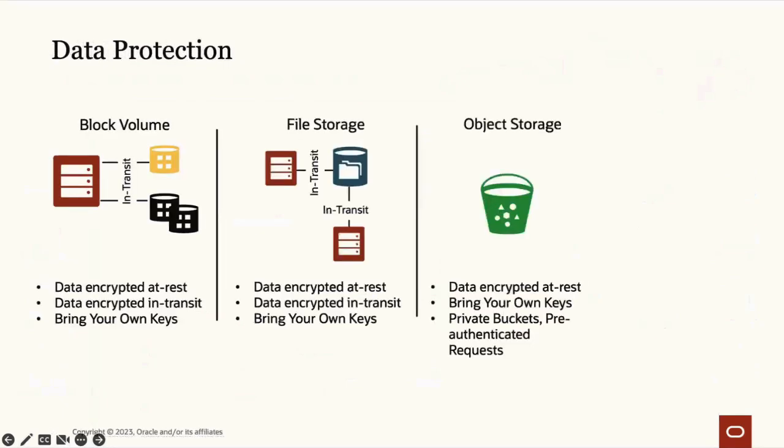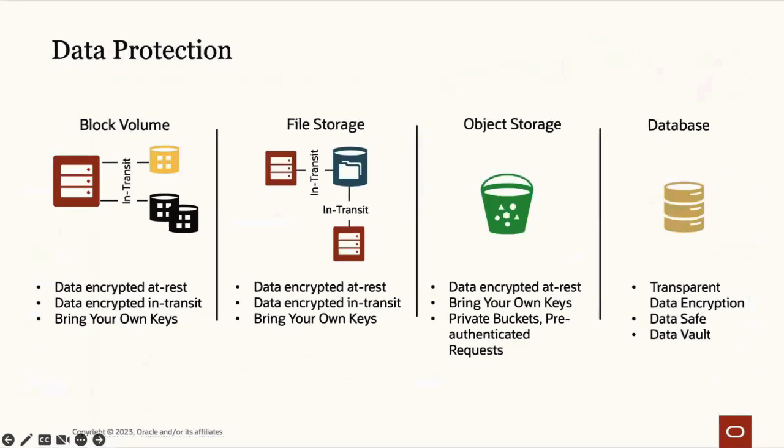All right, so now we'll move on to data protection and just how we have different levels of data protection provided by default in OCI and what they look like. So we have a few different types here. We have block volume, file and object storage, and also database. So for block and file storage, the data is going to be encrypted at rest and in transit. And you do have the option to secure your data using the Vault service and bringing your own keys to encrypt.